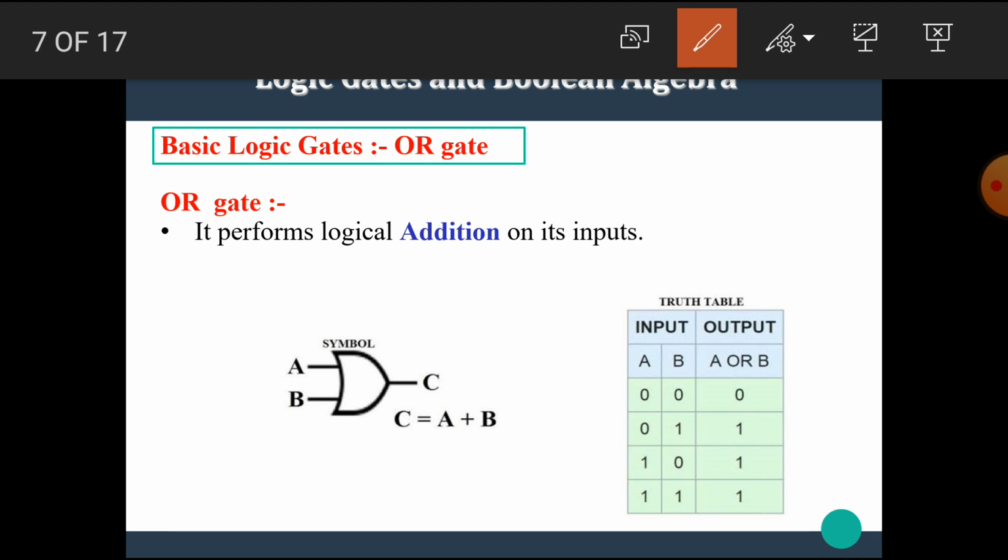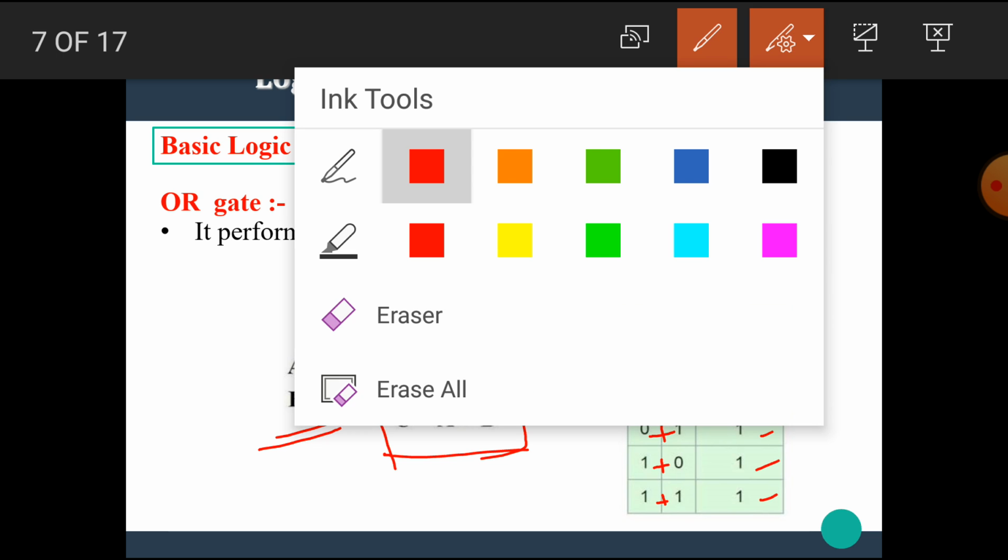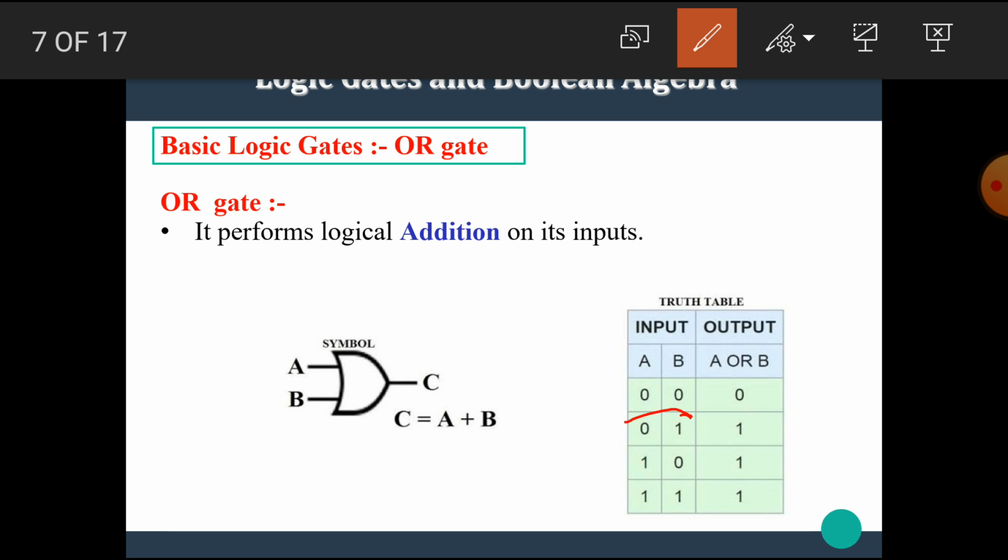The next gate is OR gate. It performs logical addition on its inputs. This is the symbol of OR gate, and A plus B, that means OR operation, is the Boolean equation of this OR gate. The truth table of the OR gate shows 0 plus 0 is 0, 0 plus 1 is 1, 1 plus 0 is 1, and 1 plus 1 is 1. Okay, that means if any input of the OR gate has the value 1, then the output is 1. I hope you all understand.